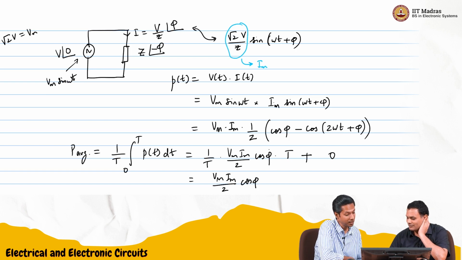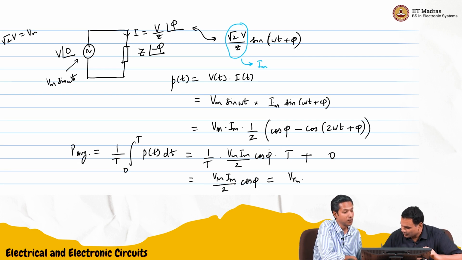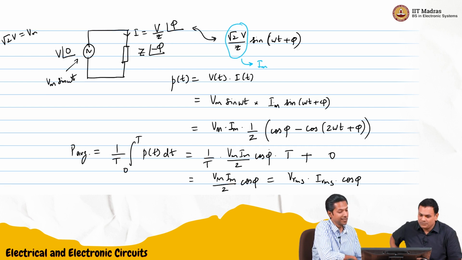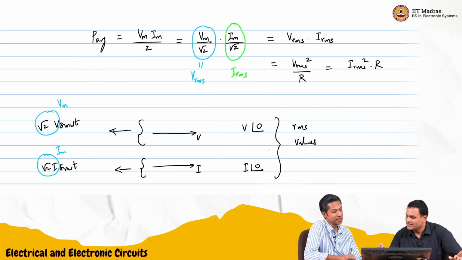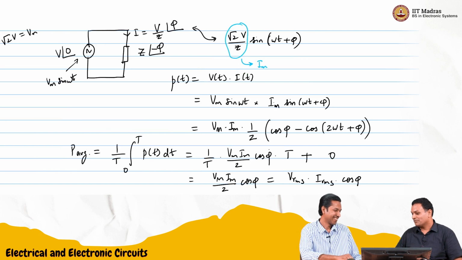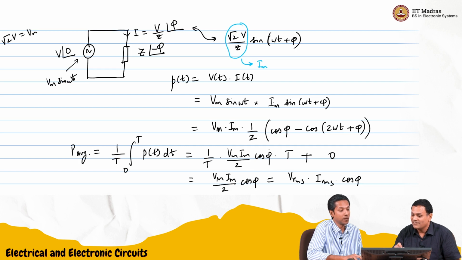So it is VRMS, because Vm by 2, Im by 2. Let's write it in that form: VRMS times IRMS times cos phi. Earlier we just got VRMS times IRMS for the resistor. Now there is a new factor, which is the cosine of the angle between the current and the voltage. The way we have drawn it, for positive phi, the current is actually leading the voltage.